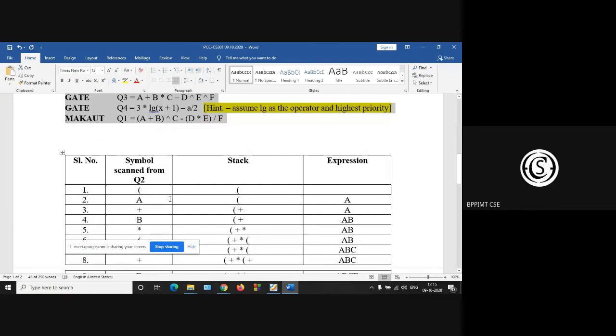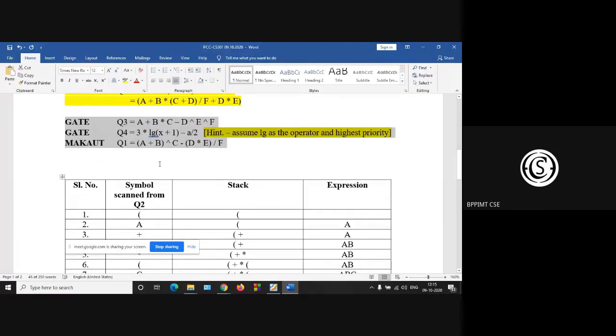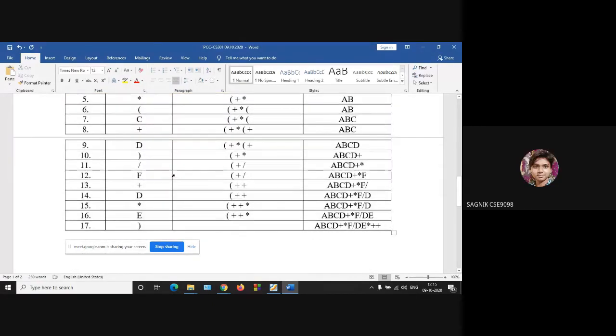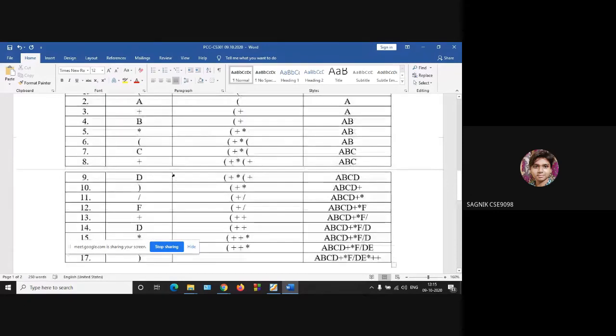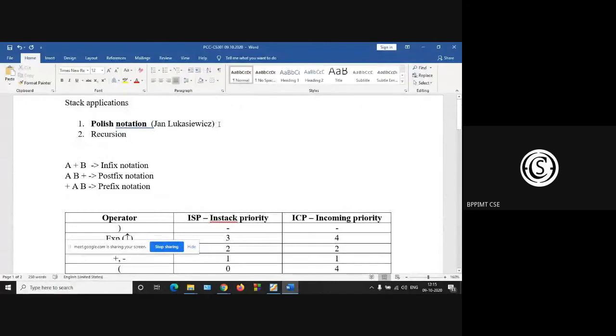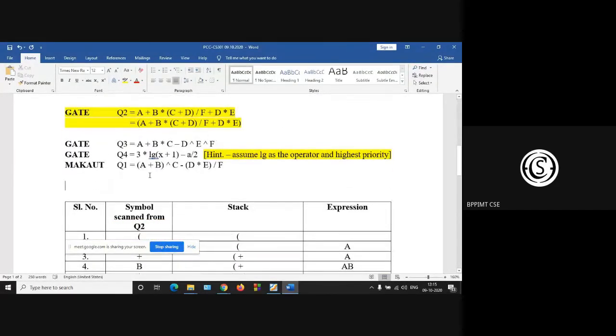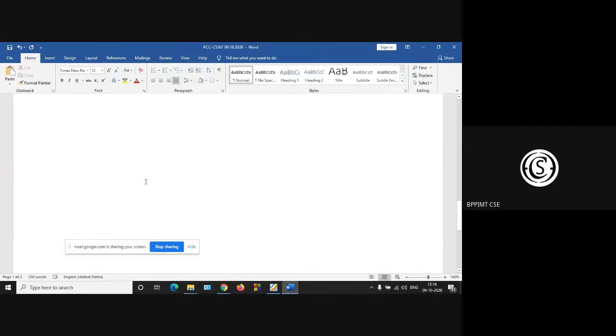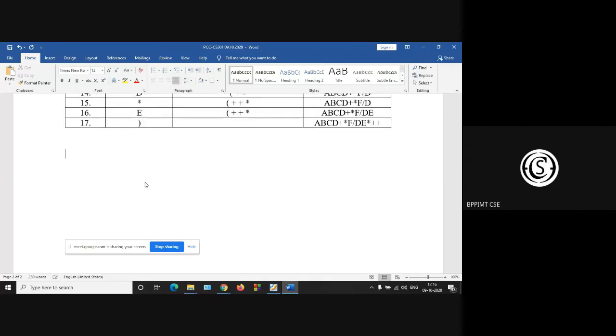Can you show it? Will you be able to? I will try. Okay. So next problem. In Polish notation, you are asked to convert infix to postfix. And the next problem, what is the next problem? Next problem was that you have to evaluate an expression.